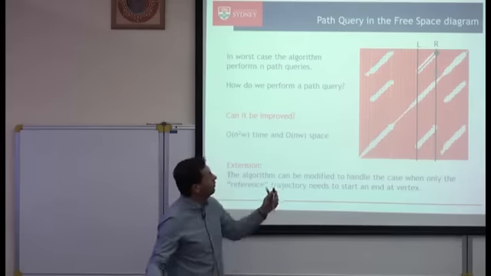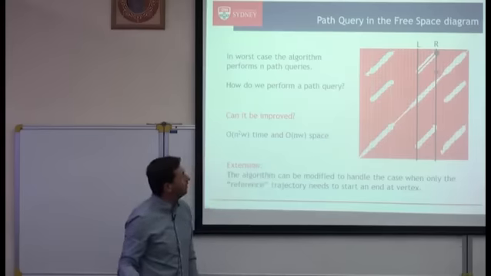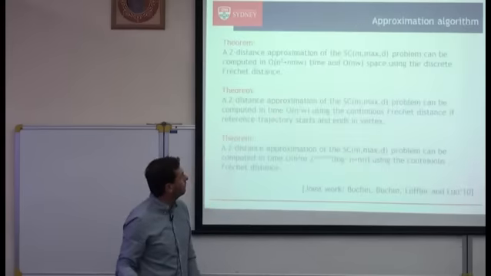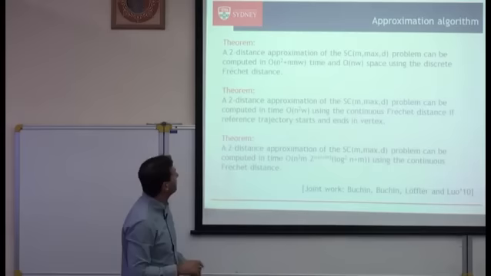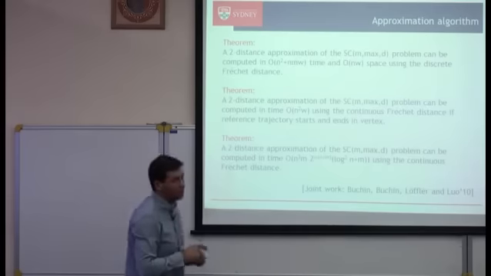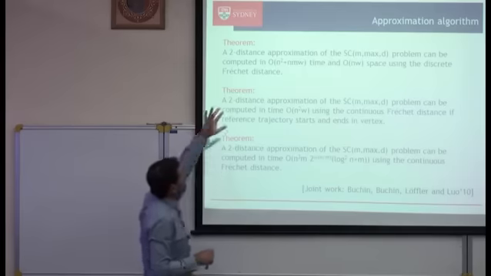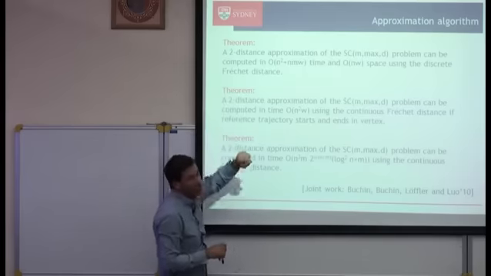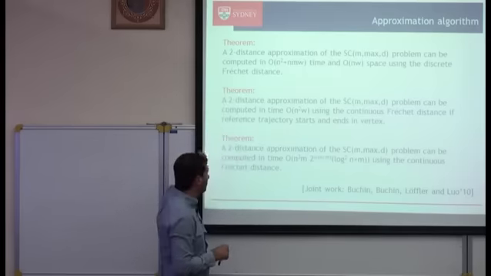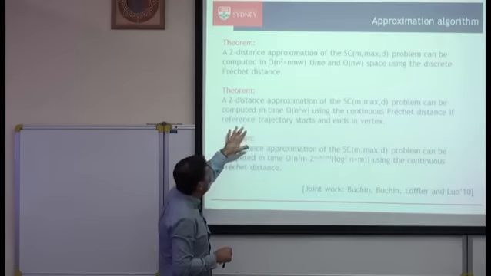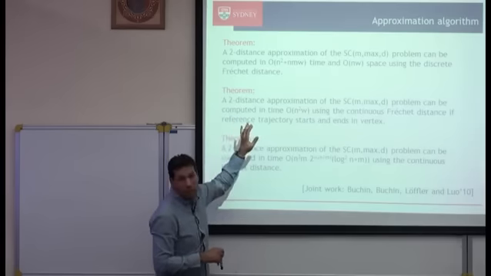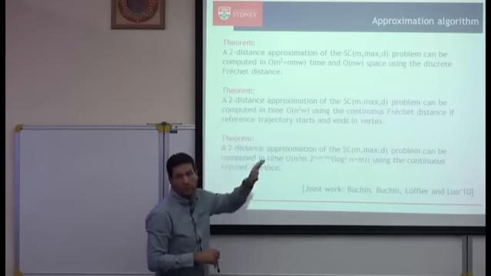So what we do is we sweep in L and R and then we perform these queries. The results we have is that if we want to use the discrete Fréchet distance, then we can do it in roughly n squared time. And that's actually very easy to implement. There are several implementations to do this.